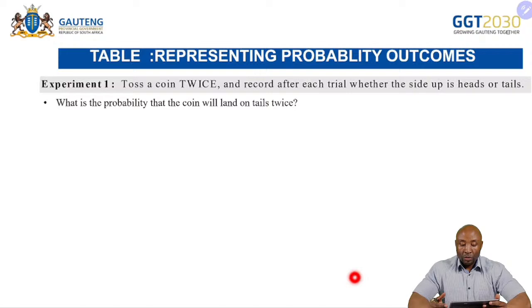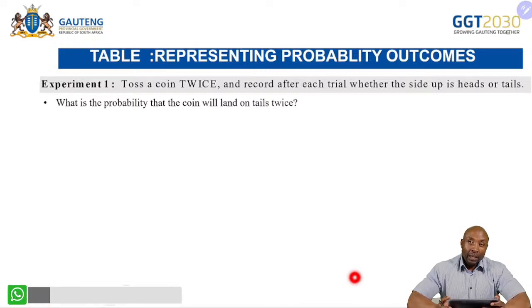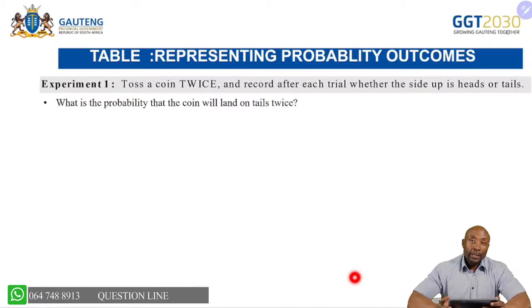I want us to look at another way of representing our probability outcomes. We have looked at a Venn diagram, and just now we were discussing independent events. You will see that there is another way of representing our probability outcomes, which we call a table.